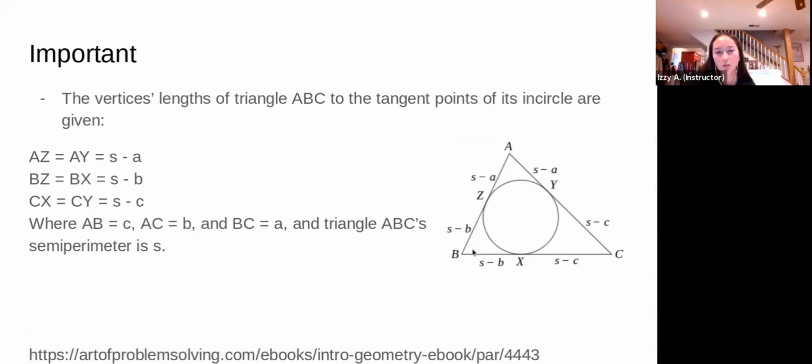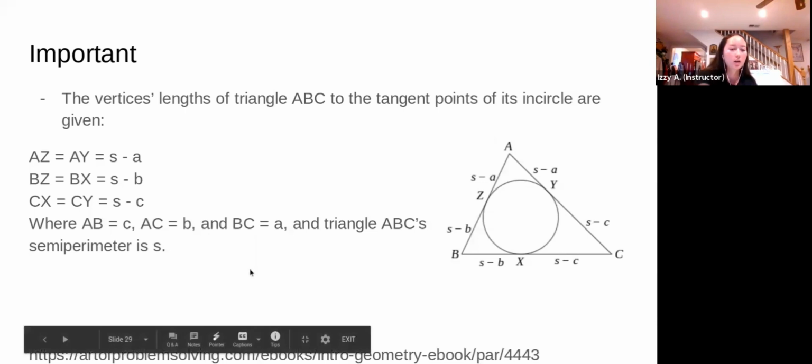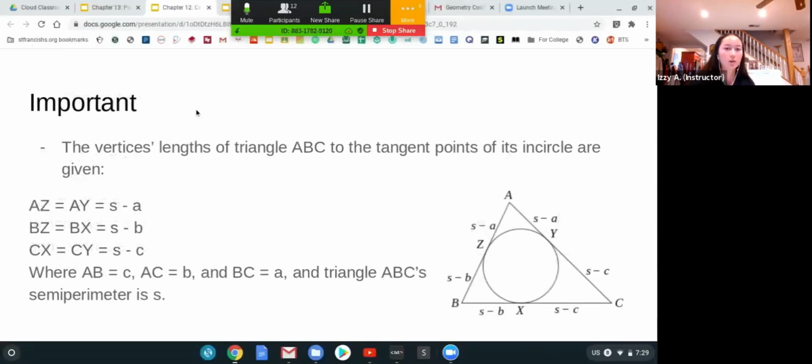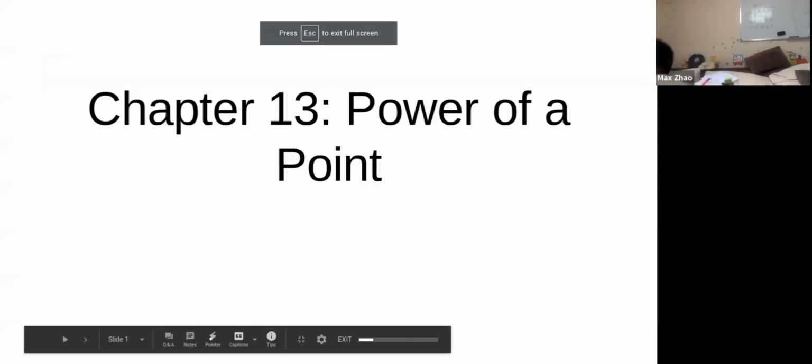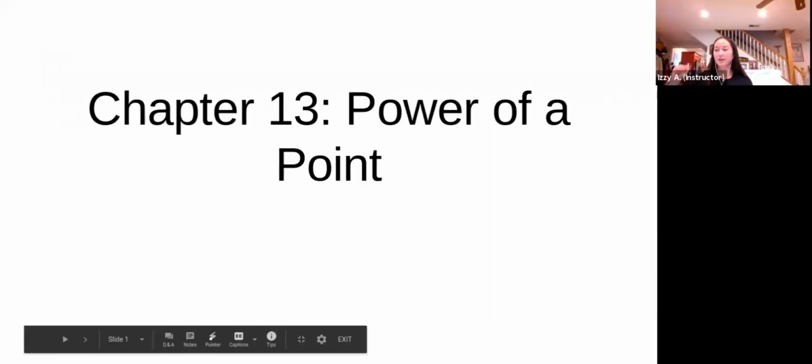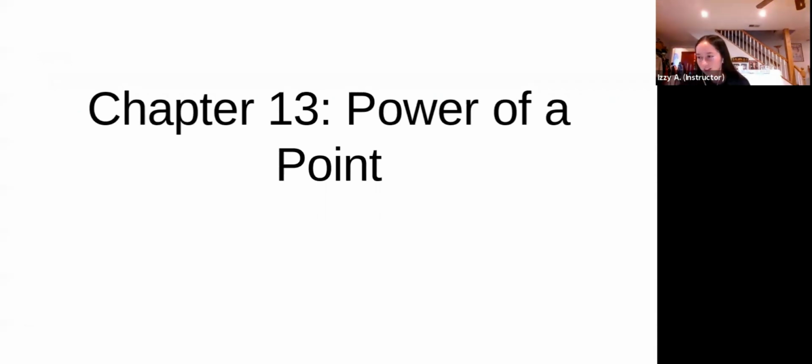And yeah, so that's pretty much it for chapter 12. And we can go ahead and go to chapter 13. Okay, so chapter 13, I'm pretty sure it only has 2 sections, but we're going to learn about the power of a point.